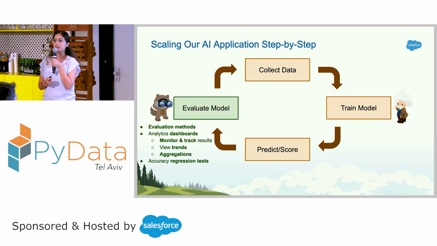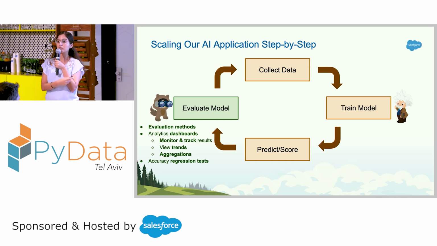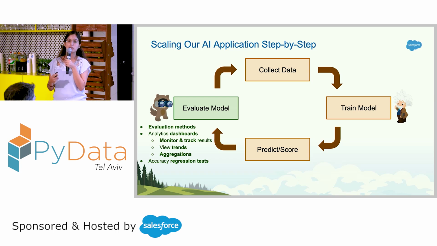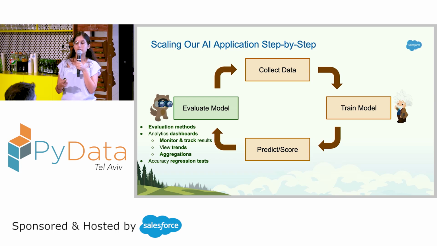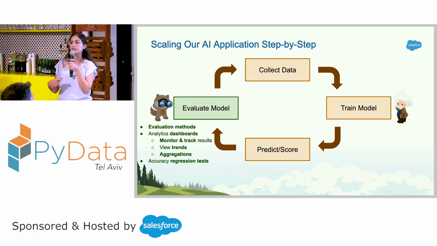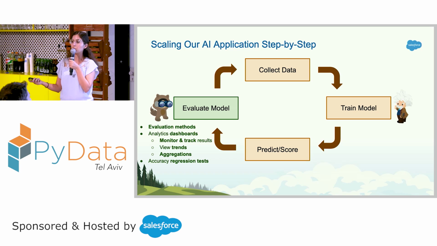And again, testing. Testing is important, so you should have accuracy regression tests in place. You can actually have a test that checks if your model is not accurate due to code changes. Maybe it can prevent deployment. Or if your code is executing longer than expected, again, you can prevent deployment.